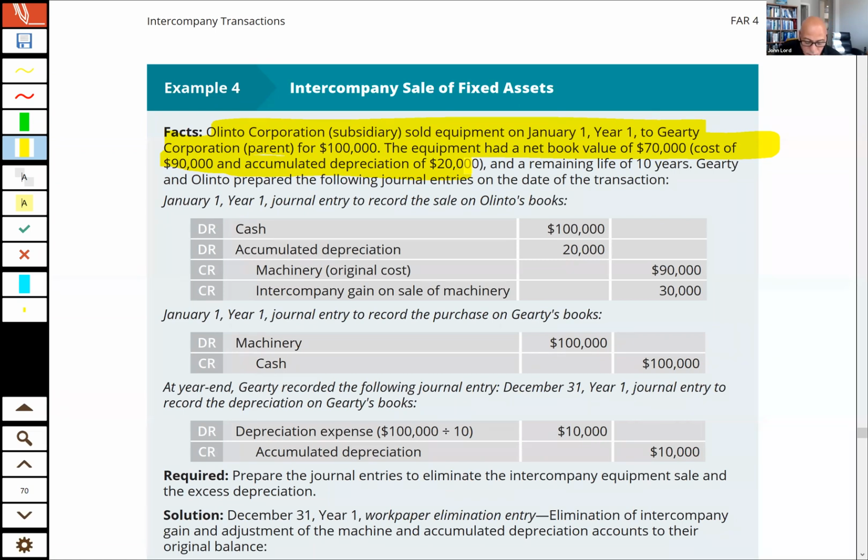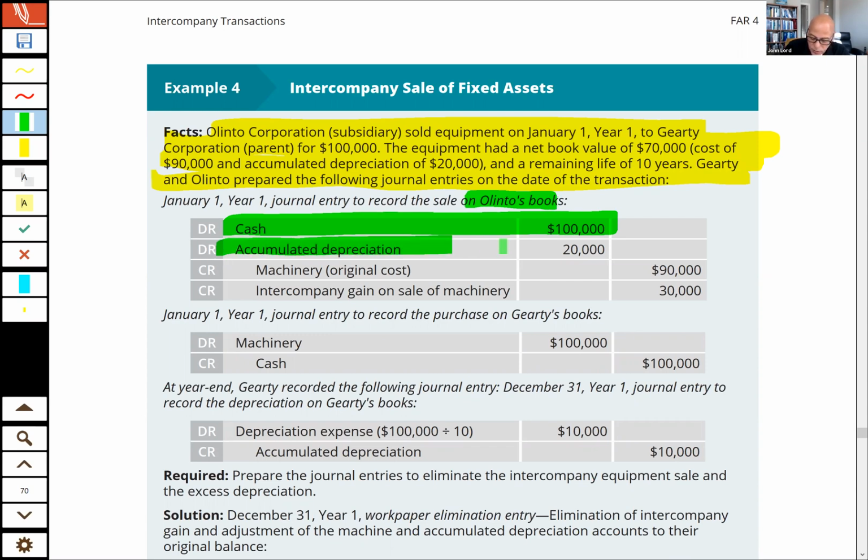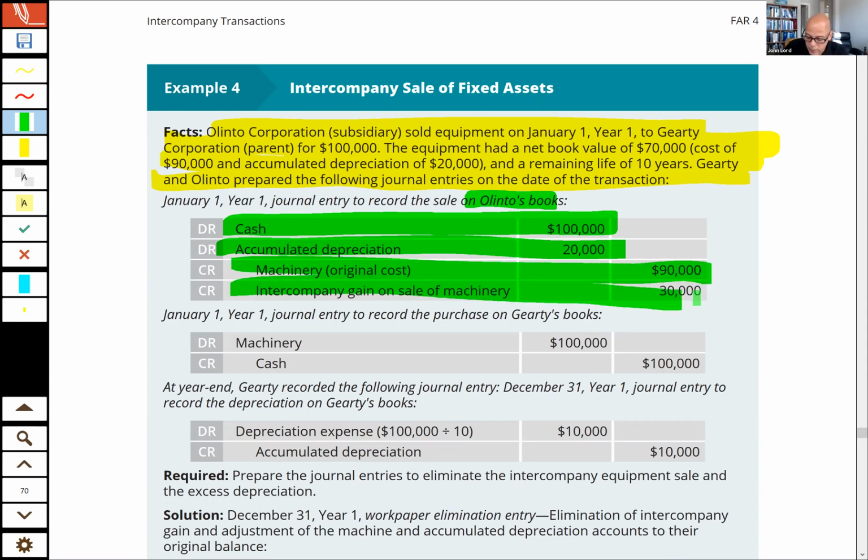Anyway, okay, cost of 90 and accumulated depreciation of 20, so the book value is 70, remaining life of 10 years. Garrett and Olinto prepared the following journal entry on the date of the transaction. So let's take a look at this. When we sell it, we debit cash. This is on the seller's books, excuse me. We get rid of the accumulated depreciation. We get rid of the equipment, and we have a gain of 30 because the equipment had a book value of 70. We sold it for 100.